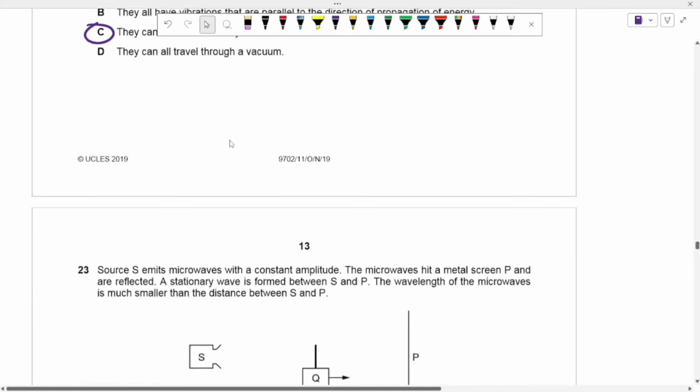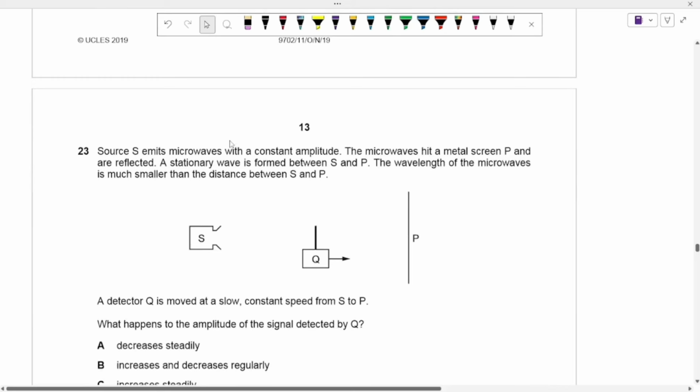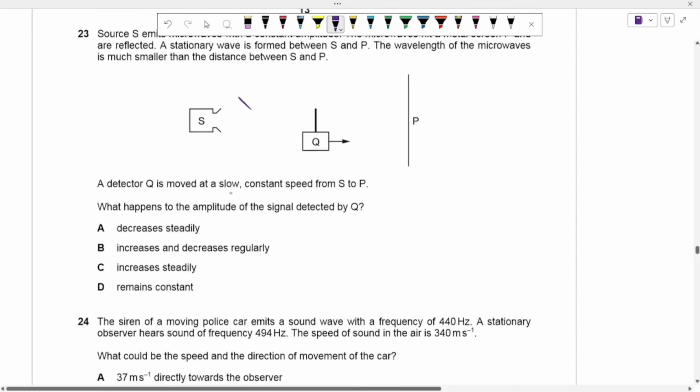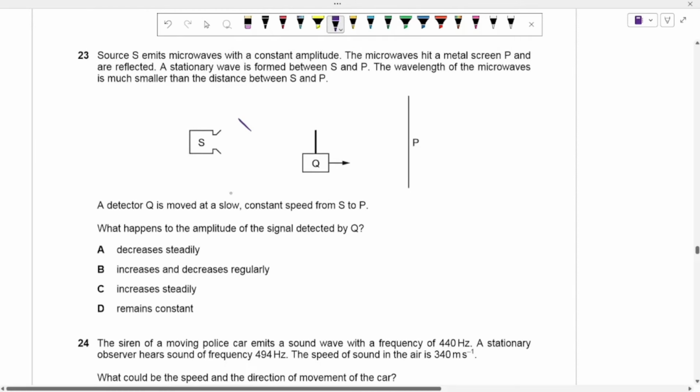Source S emits microwaves with a constant amplitude. The microwaves hit a screen P and are reflected. A stationary wave is formed between S and P. The wavelength is much smaller than the distance between S and P. A detector is moved at a slow, constant speed from S to P. What happens to the amplitude of the signal detected by Q?